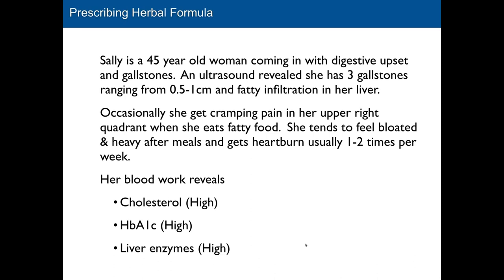To give you an example, here's a woman who comes in. She's a 45-year-old woman. She's got digestive issues and gallstones. She also has been diagnosed with a fatty liver. We'll talk about that later on. She also gets some cramping in the upper right quadrant when she eats certain foods. She tends to be bloated. And blood work reveals she's got high blood cholesterol levels, HbA1c, which is a marker for diabetes risk, is elevated, and liver enzymes are also elevated. So in general, she's got a number of complex things going on that we want to address, okay?